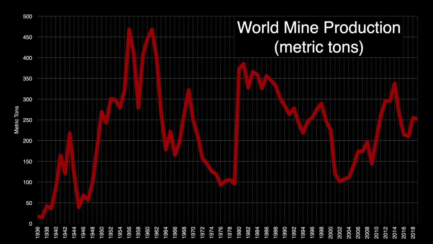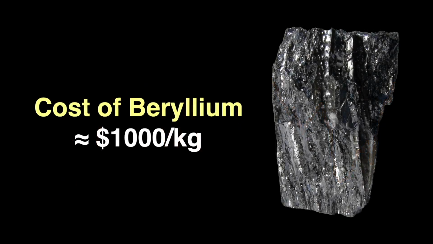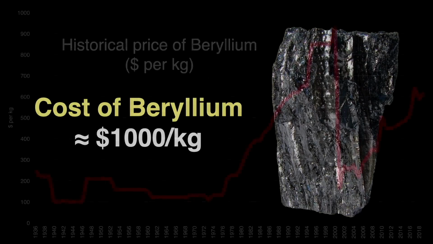On average, the world produces around 200 to 250 metric tons of beryllium per year, though as you can see, production has its ups and downs. Beryllium isn't cheap, going for about $1,000 per kilogram, remembering price depends on the quantity you buy and its purity. Of course, because of its low density, you get a lot of beryllium volume-wise for its weight.